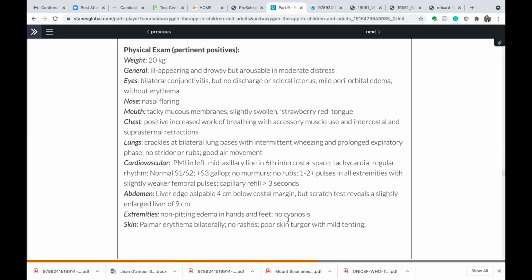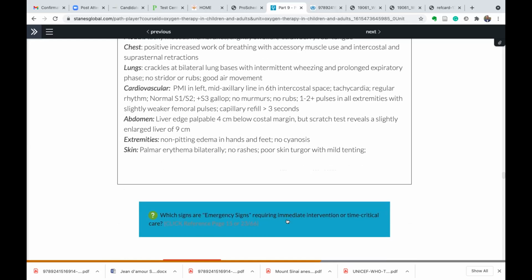The patient has a hepatomegaly of 4 centimeters below the costal margin. Very good. For extremities, the patient has no edema and no cyanosis. The patient also has skin erythema bilaterally, no rashes, and poor skin turgor, as you said. So that's a lot of information.